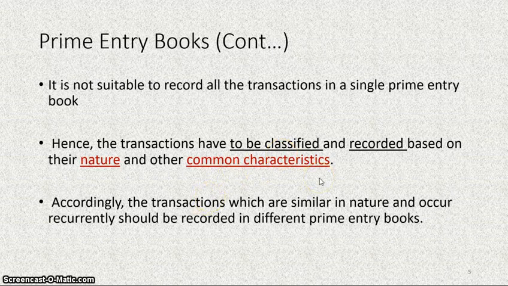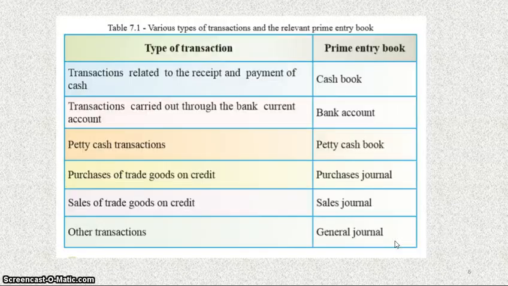So classify all the transactions. Cash transactions go under this Primementary book. Credit transactions go under this Primementary book. Likewise, you classify and record them. Accordingly, the transactions which are similar in nature and occur recurrently should be recorded in a different Primementary book. Like I said, all the cash transactions will go to the cash book. So like that we have various types of transactions and various types of Primementary books.